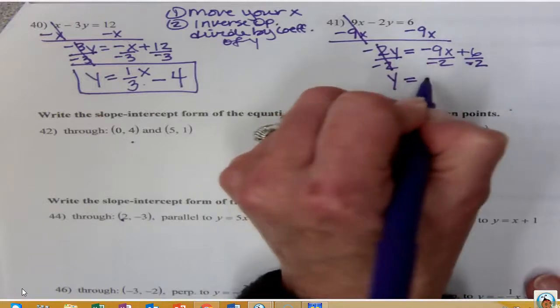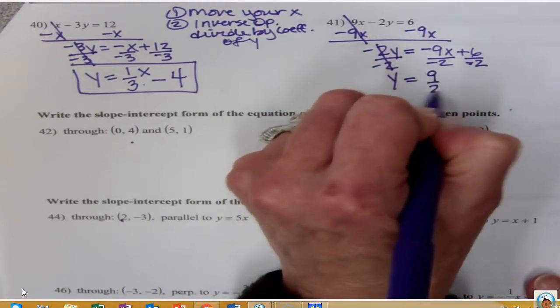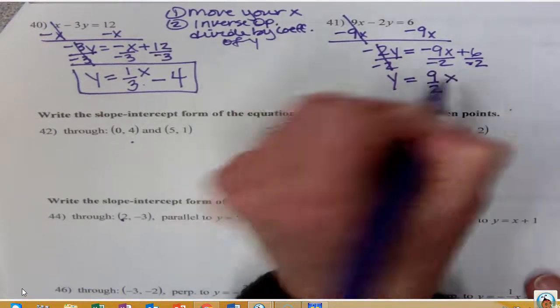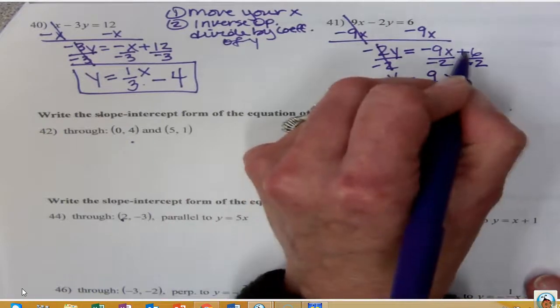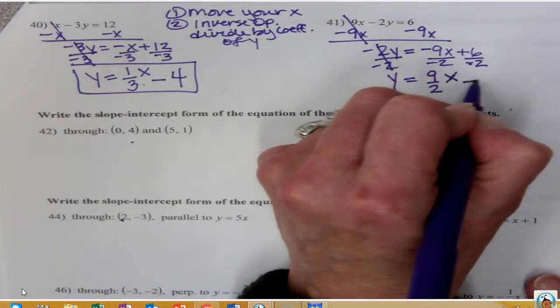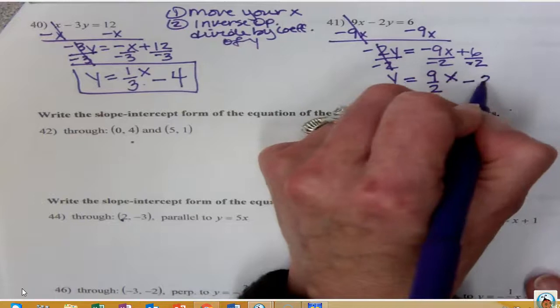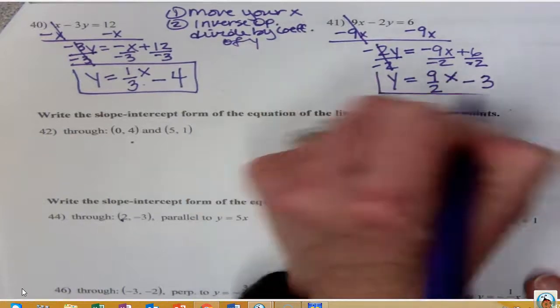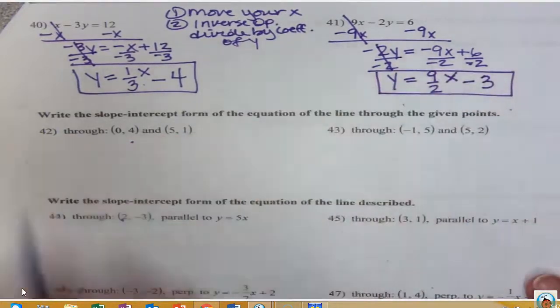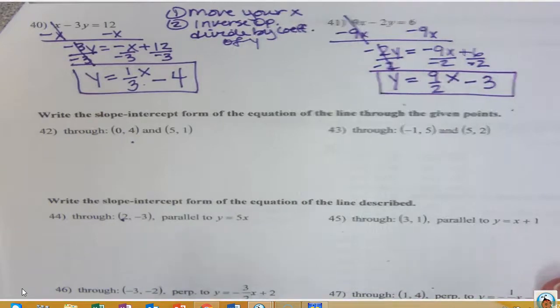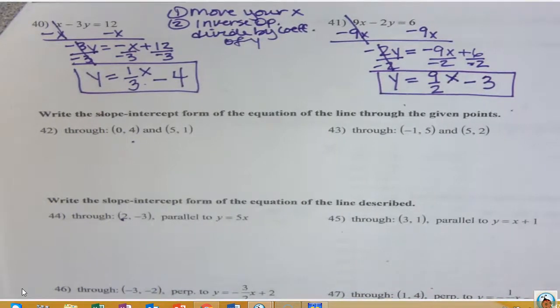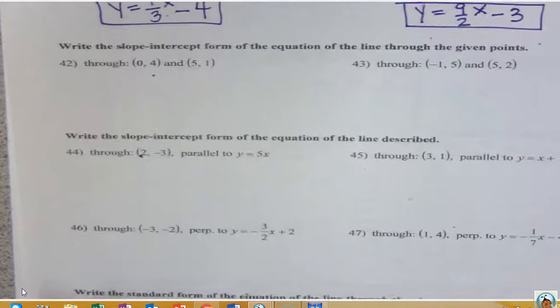A negative over a negative is a positive, so that's going to give me 9/2 x. Positive over a negative is a negative. 6 over 2 is a 3. Boom. Done. Yay. Check that off. All right, moving on. It keeps getting better.